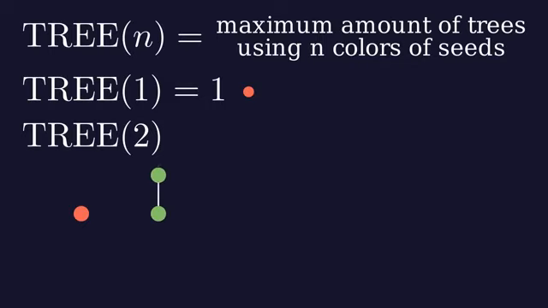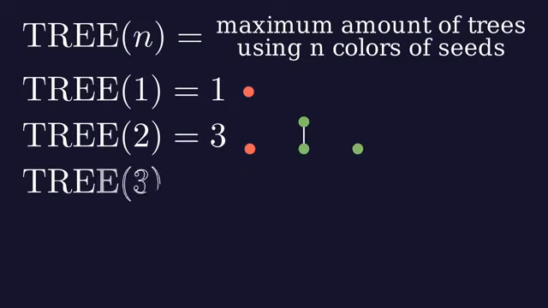To build the next tree, we still can't use the red seeds, and we also can't use more than two green seeds. But the third tree can have at most 3 seeds, so it can have only one seed, and it can only be a green seed to not contain any of the previous trees. We can't build any more trees, so TREE of 2 is equal to 3.